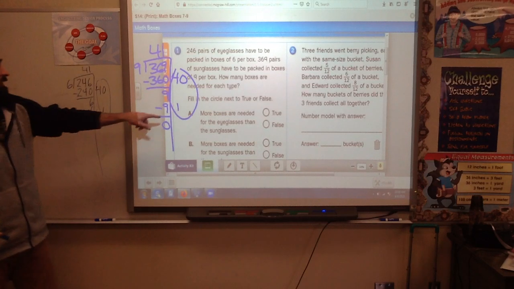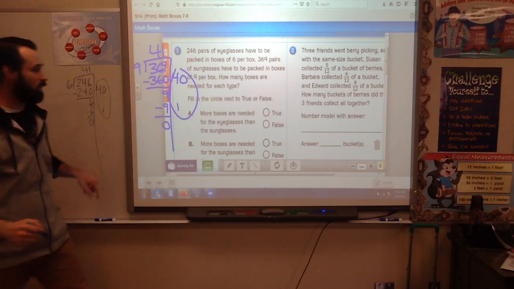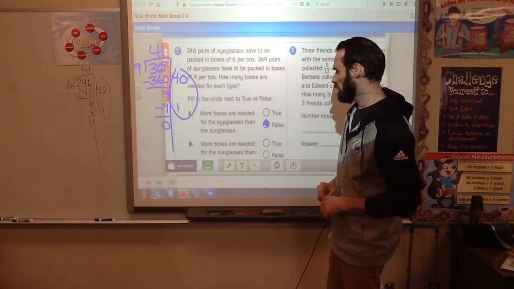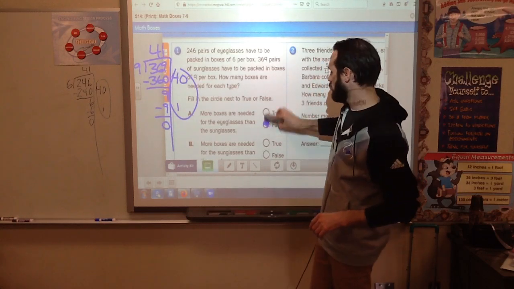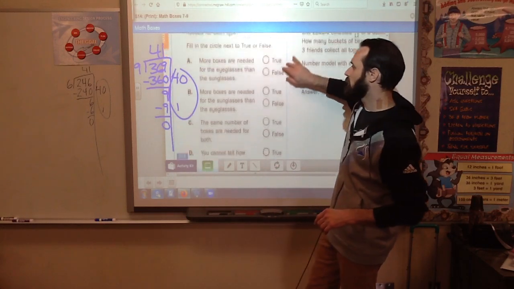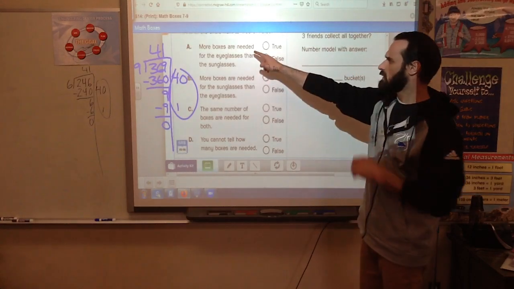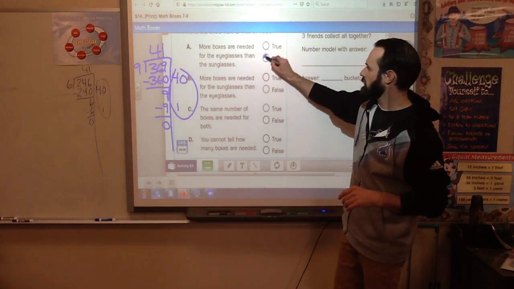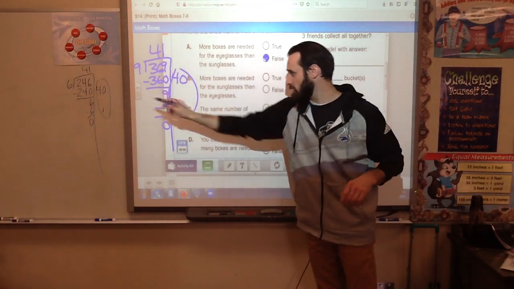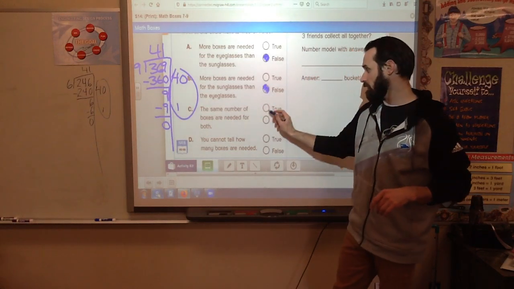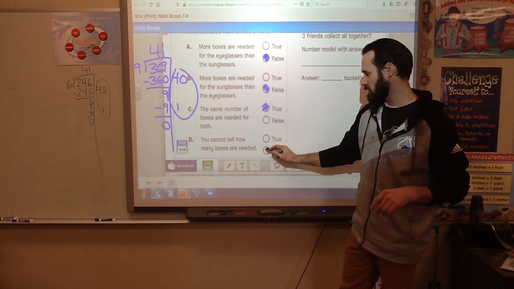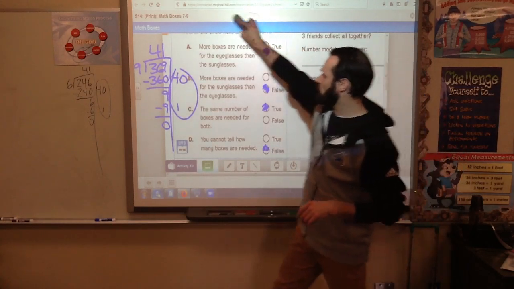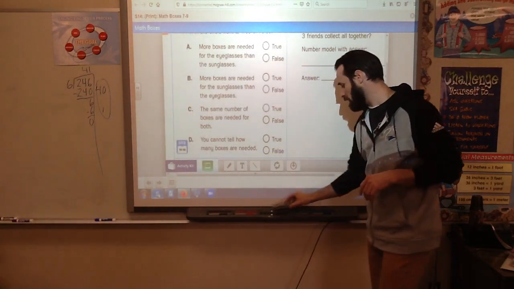So the answer for this one, did it take 41, 41? Did it take more boxes? Well, that's false. I'm going to move this up. My apologies, fourth graders. So if I get all these in here, more boxes for the eyeglasses. This was eyeglasses, this was sunglasses. No, it didn't take more. That's false. More for the sunglasses than the eyeglasses, also false. The same number, that's true, and that's false. We could tell how many boxes were needed. We just needed to divide. All right, so those were your answers for there.